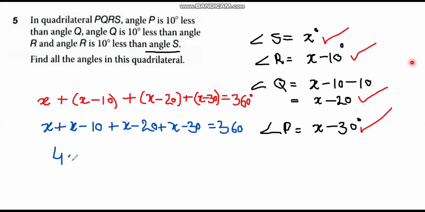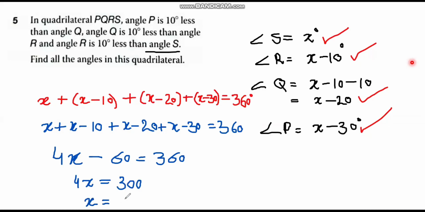So it should be 4x minus 60. Now if I add 60 to both sides, I will get 300 on this side. And if I divide both sides by 4, I will get 75 degrees. So it means the size of x is 75 degrees, means the size of angle S is 75 degrees.